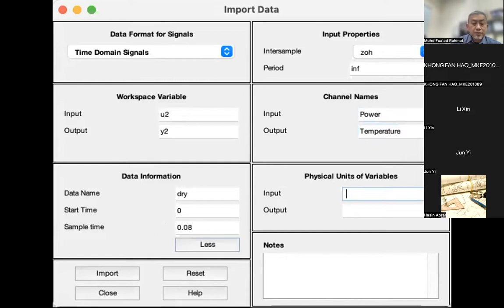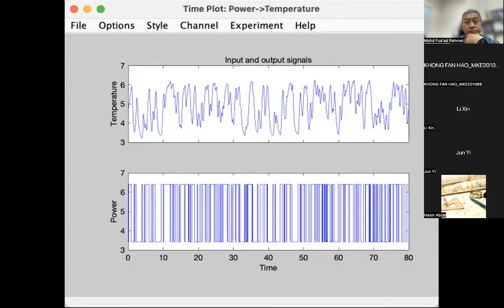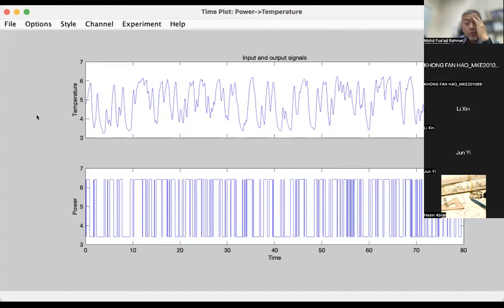Then the input is watt, and the output is degree Celsius. Then you import. After you import, you observe the plot. Can you see the plot? That is the plot of the data captured from the experiment. The top one is the output and the bottom one is the input. So what are your observations?